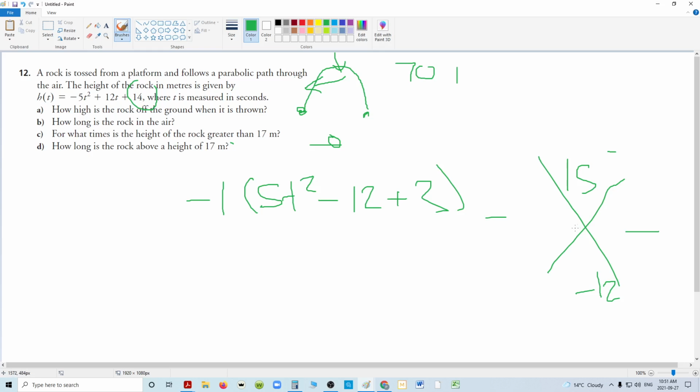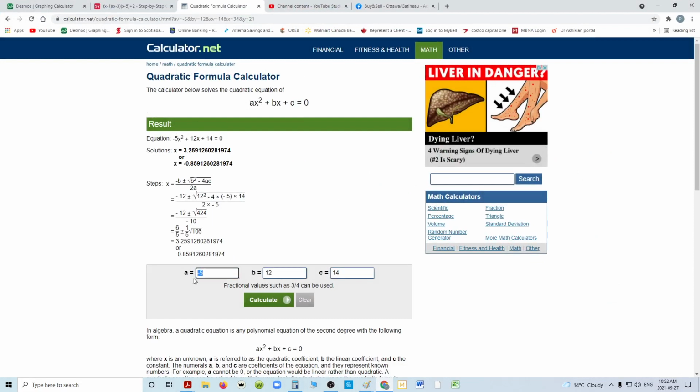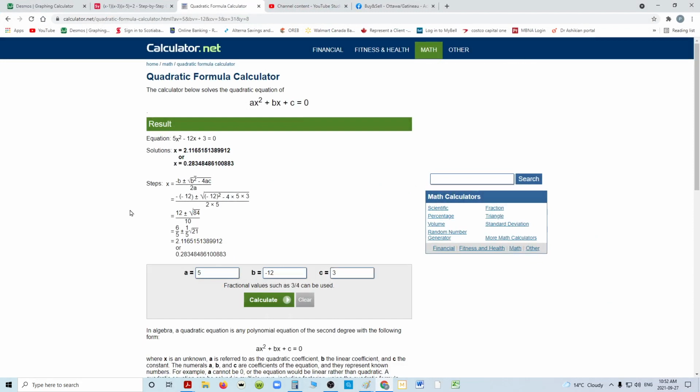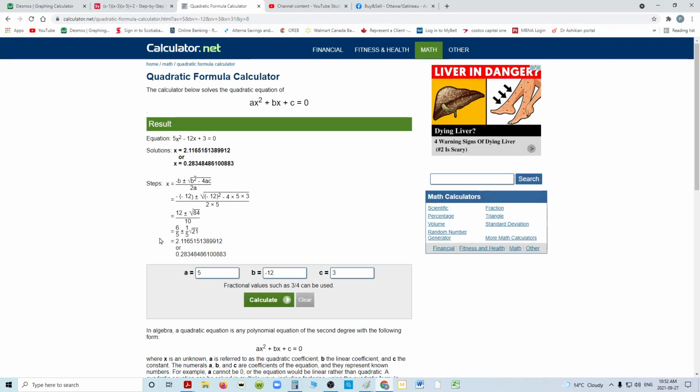And geez, still couldn't do it. And when is this bigger than 0? 15 and minus 12, so it's not 5 and 3. It's not 15 and 1, and there's no real other factors. So again, you need to use the quadratic. So I got 5, minus 12, and 3. And I determined it happens between these two times.